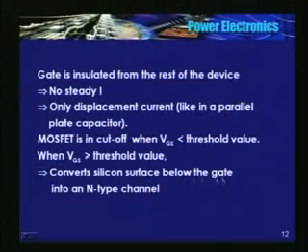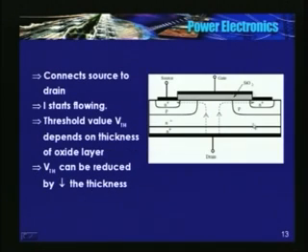A small channel is formed just below the silicon layer. See, it converts the silicon surface below the gate into an n-type channel. So I'll show you in the figure. When the gate to source voltage is higher than the threshold, a small channel below the silicon surface forms.